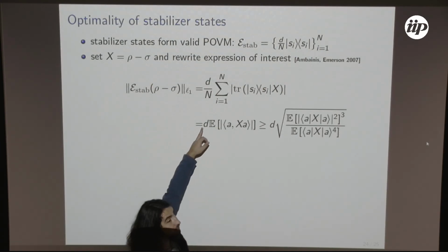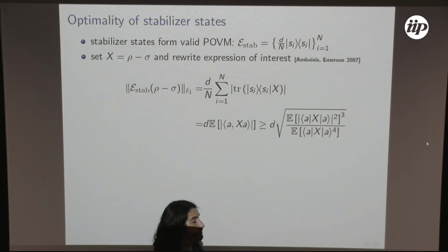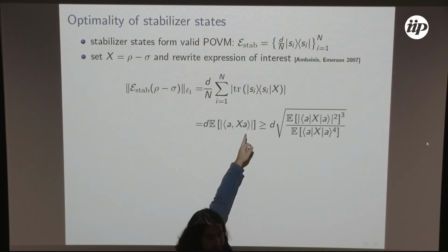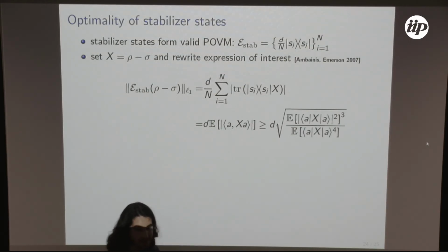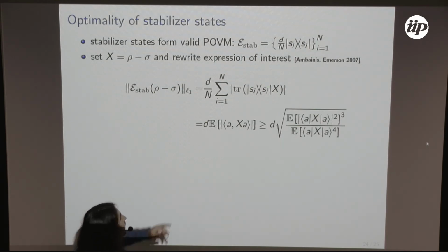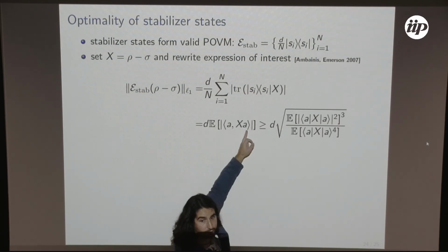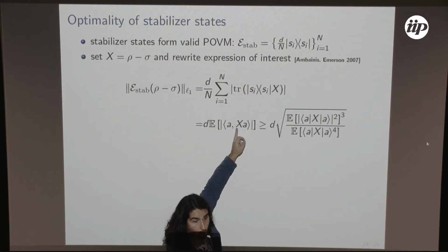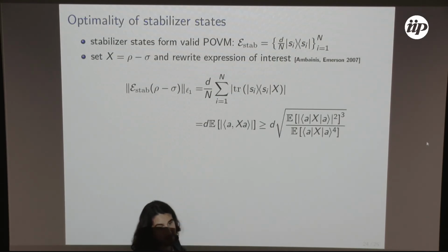And now I can write it out in terms of what it actually is. It's just d to the n, a normalization factor, times the sum over all the possible stabilizer states of the absolute value of the trace inner product between that measurement and the difference. And now let's use a sneaky trick, due to Ambainis and Emerson. If you look at this, it is actually the same as the dimension times the expectation of the absolute value of a scalar random variable over all stabilizer states. And voila, there are fundamental lower bounds.